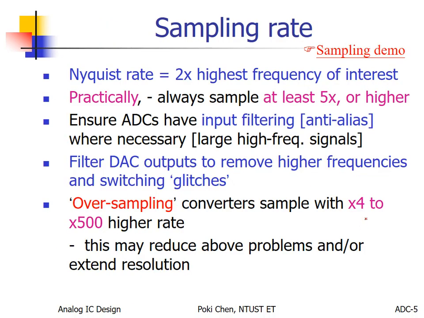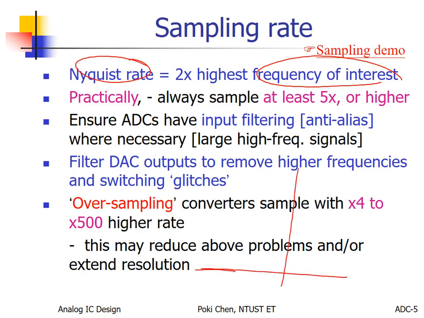So this is the sampling rate. Again, according to the Nyquist rate, it should be 2 times higher than your frequency of interest, all those input frequencies you would like to get. Two times higher. But practically, what is the problem? We don't have such a very beautiful low-pass filter.